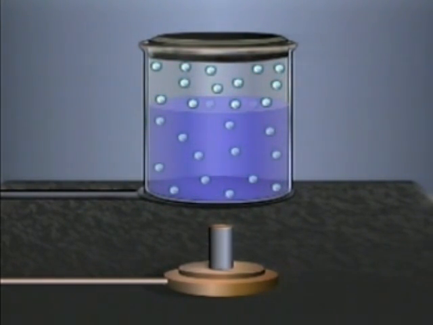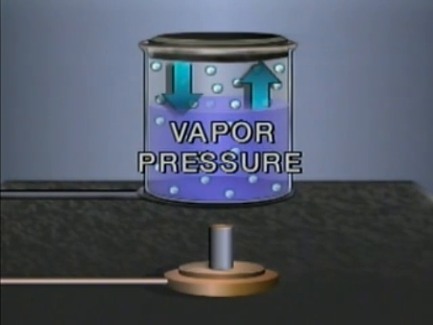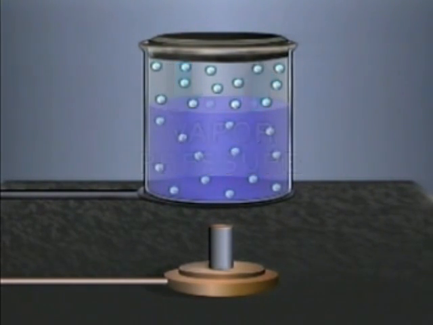Eventually, a point can be reached at which the number of molecules escaping from the liquid equals the number of molecules returning to the liquid. The pressure exerted by the escaping vapor molecules at this point is called the vapor pressure of the liquid. A liquid's vapor pressure indicates how rapidly the liquid will vaporize at a given temperature. For example, a low vapor pressure indicates that a liquid produces a small amount of vapor at a certain temperature.